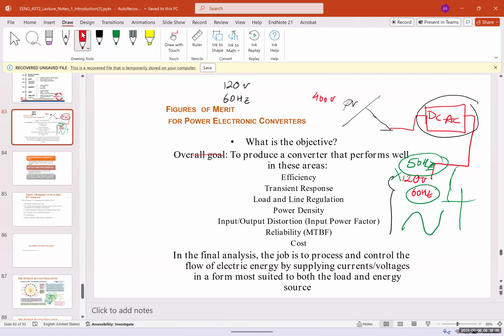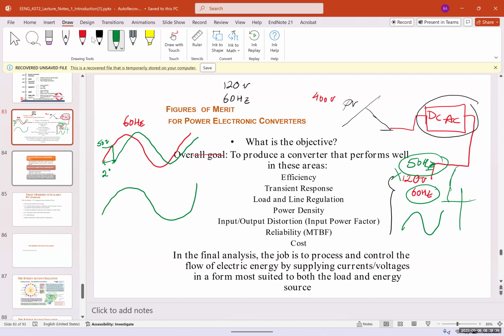Another factor, and this is one of the most complicated: matching the voltage and the frequency is the easy part. The difficult part is this. Imagine this is the voltage and frequency of your grid, and the green one is what you're producing. You're producing 60 hertz, but it has a phase shift of, let's say, 2 degrees. This is going to create huge problems, because when your voltage is at 0 volts, the grid voltage is like 50 volts or something like that. You're going to have a mismatch. So the next thing is we need to match the phase as well.